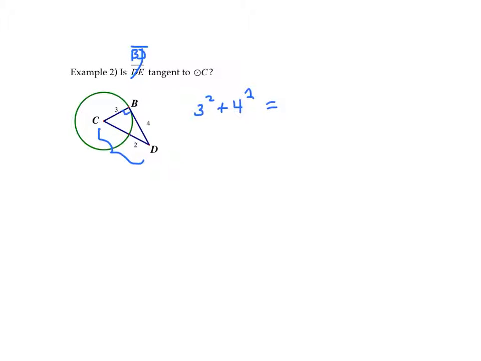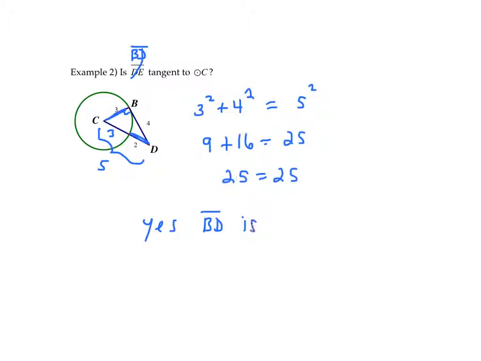Well, we only know that this piece is 2, but from the diagram we know that this radius is 3, so this radius has to be 3, making this whole side 5. So if 3 squared plus 4 squared is equal to 5 squared, then it is tangent because we'll have a right triangle. So we have 9 plus 16 equal to 25. Yeah, 25 is equal to 25. So yes, line segment BD is tangent to circle C.